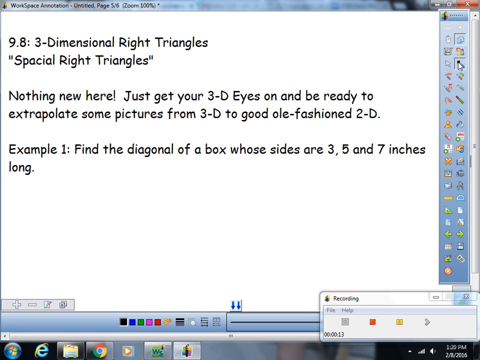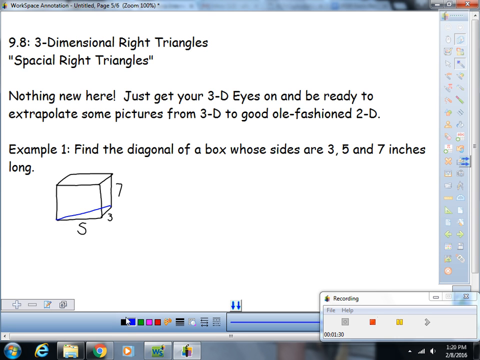Find the diagonal of a box whose sides are 3, 5, and 7 inches long. Hopefully this looks familiar, because when we started right triangles, we had a question like this. It doesn't really matter what you decide to title it, as long as you can understand it. What we're trying to find is that red line.